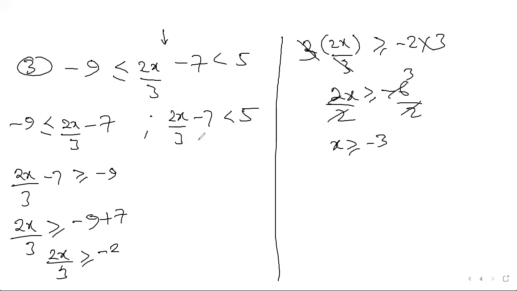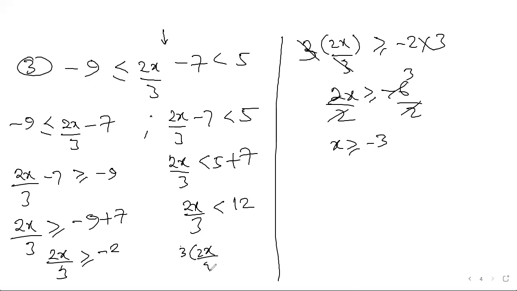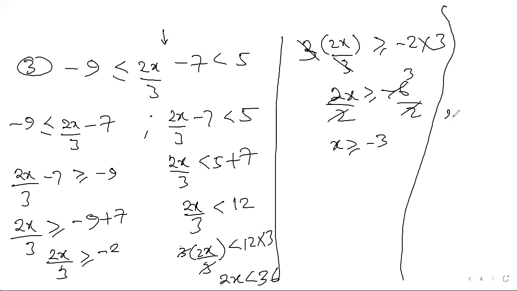Then the second part, I will have 2x over 3 less than 5 plus 7. Then 2x over 3 less than 12. Then if I multiply both sides by 3, I'll have 2x less than 12 times 3, which is 36. Then divide both sides by 2. 2x over 2 less than 36 over 2, which is 18. Then x will be less than 18.